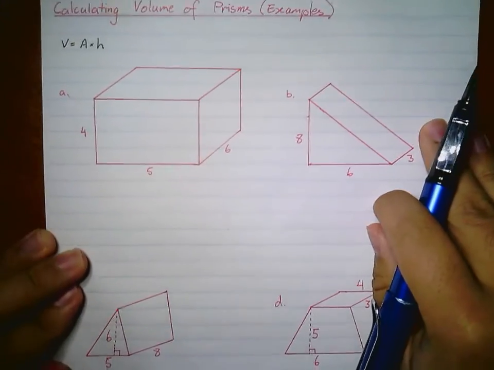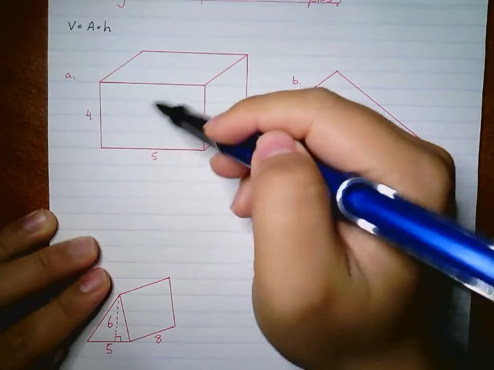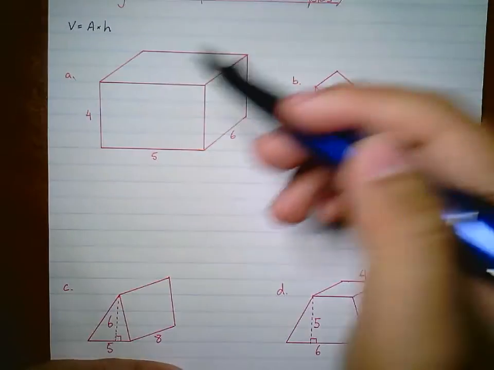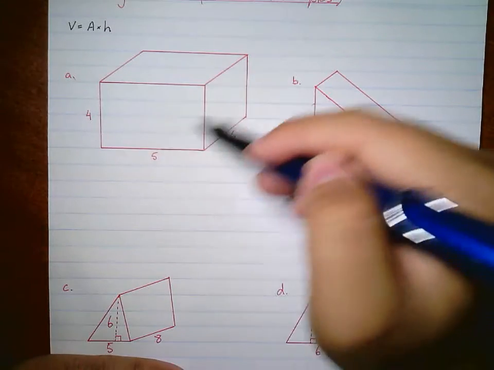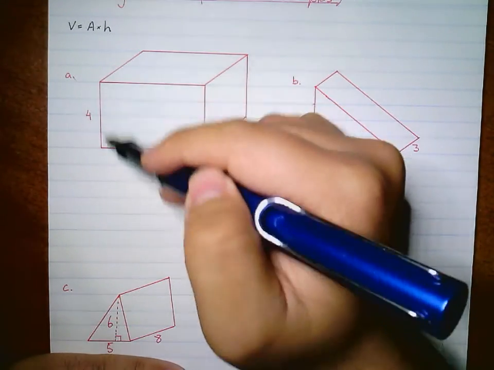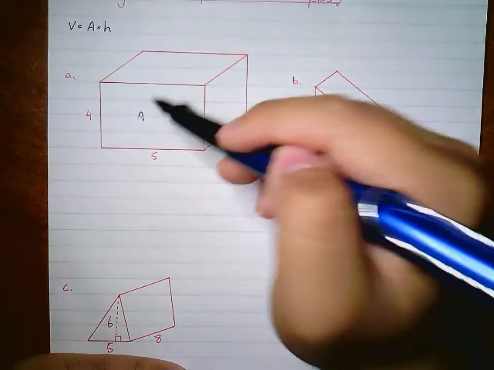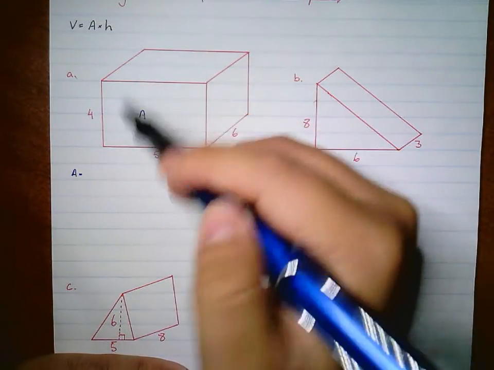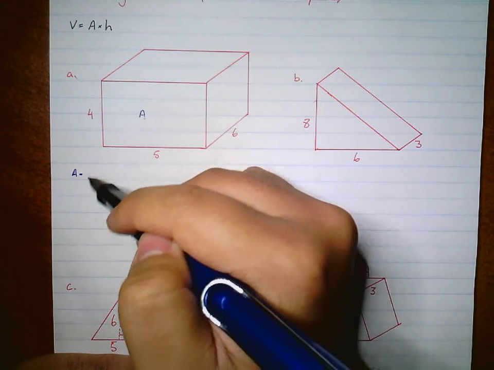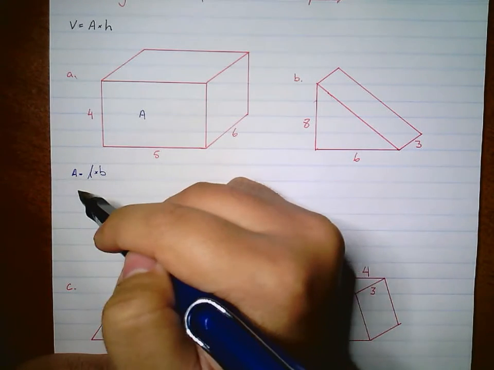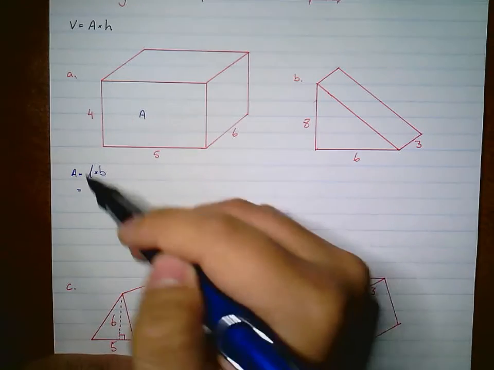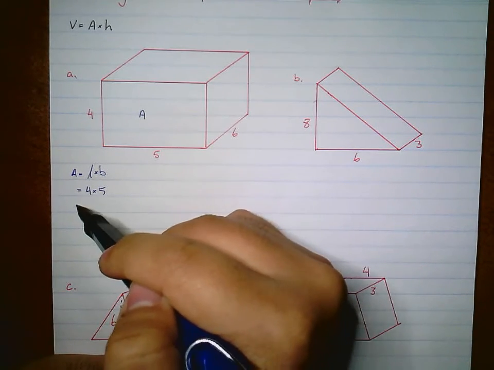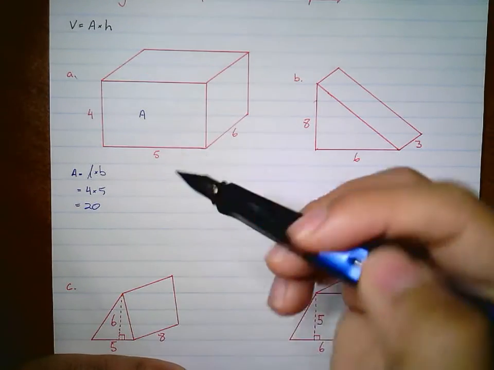So first, let's mark what we should find as the area first. Almost always it will be the one closest to us. So this is the area that we will be calculating. The area of that is a rectangle, which is just length times breadth, which is 4 times 5. 4 times 5 gives us 20.